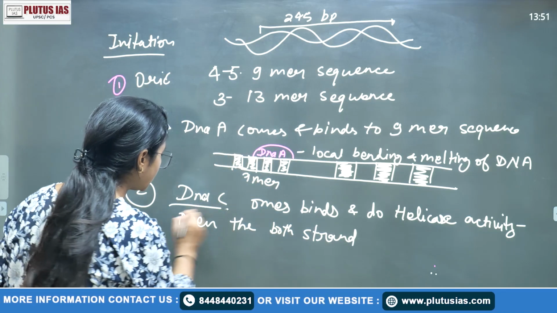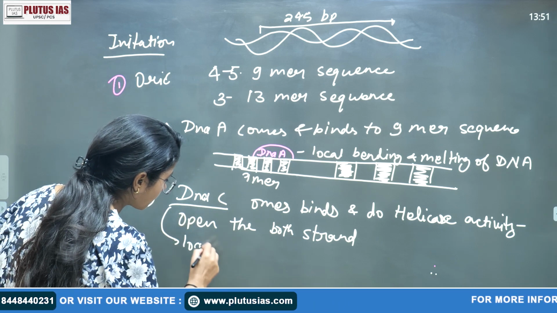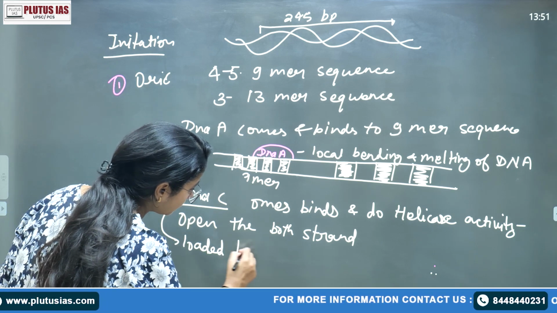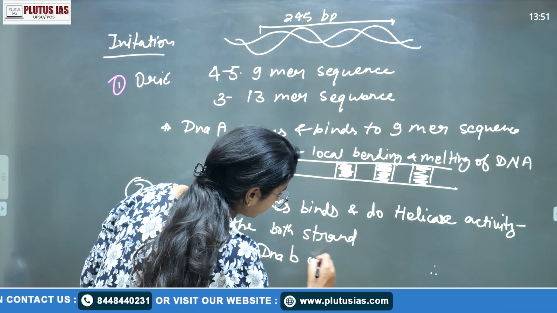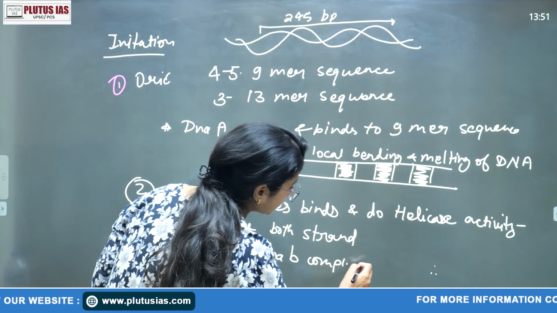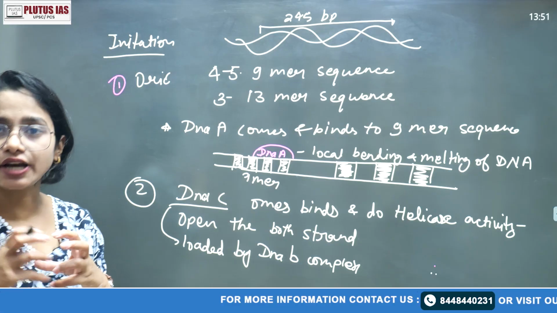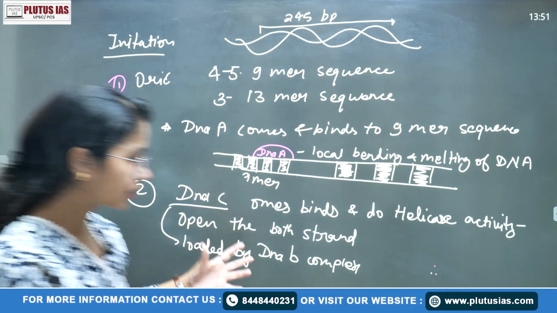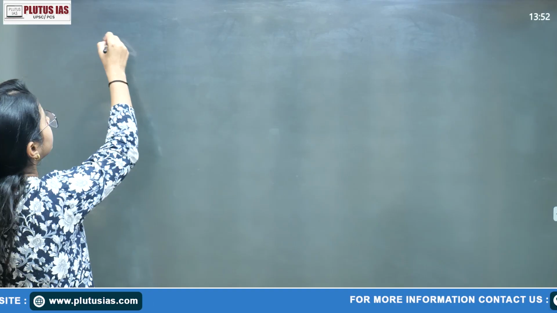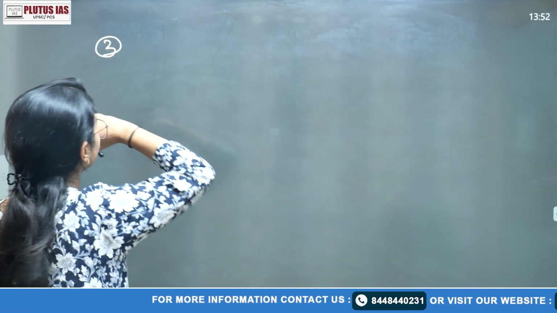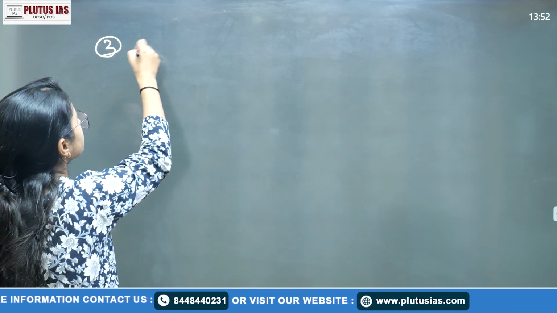This DNA C is loaded by the DNA B complex. So what is happening here? There are two strands, and the DNA is opened. Then the third step is the opening, and after that comes SSB.